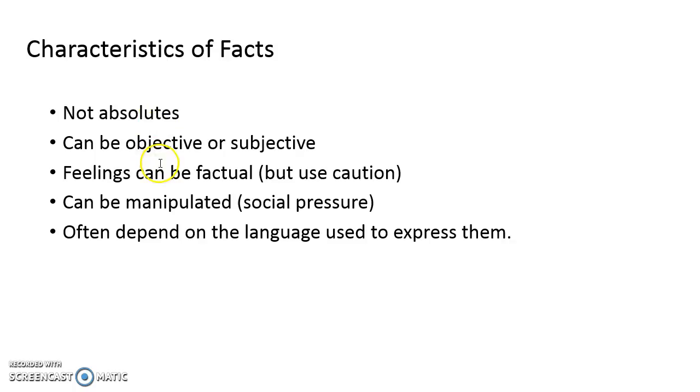So facts are not absolutes. Facts can also be either objective or subjective. And we'll talk about a few of these later on, but objective is something that can be measured, it can be verified, it can be validated. But facts can also be subjective. An example of that would be, the fact of the matter is my favorite ice cream is mint chocolate chip. That is a fact. But it's a subjective fact. It's not true for everyone. It's not universally true. So facts can be objective and subjective.